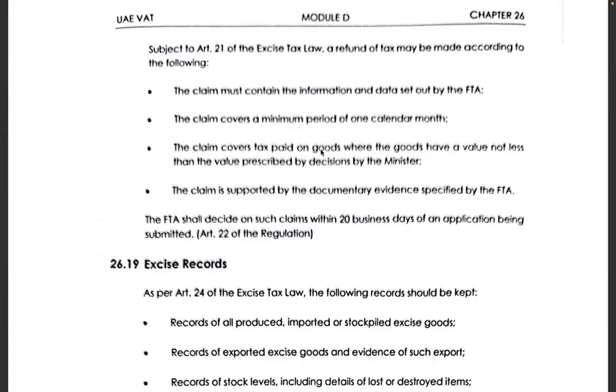The claim covers tax paid on goods where the goods have a value not less than the value prescribed by decision of the minister. So the value of the goods on which excise tax was paid and is now being claimed should not be less than the prescribed value set by a decision of the finance minister in the UAE, which lists the values of such goods.